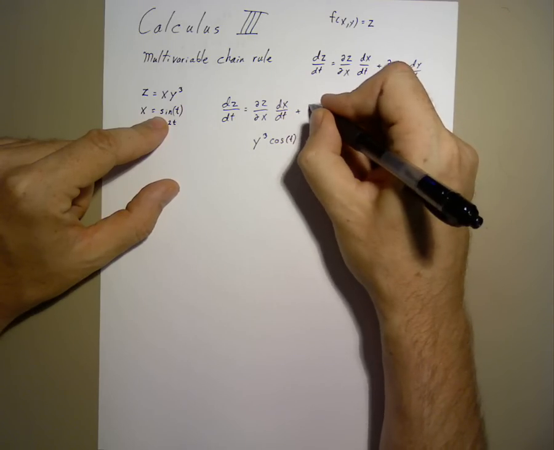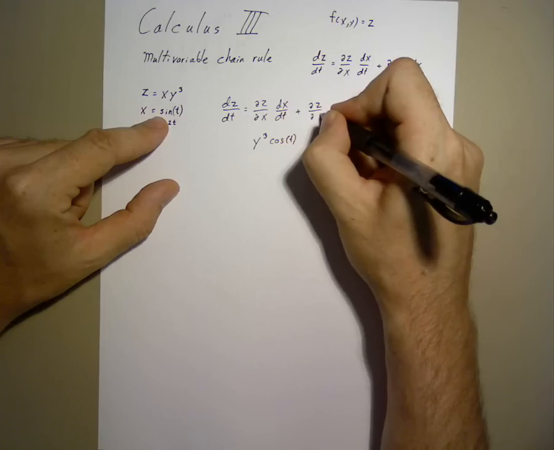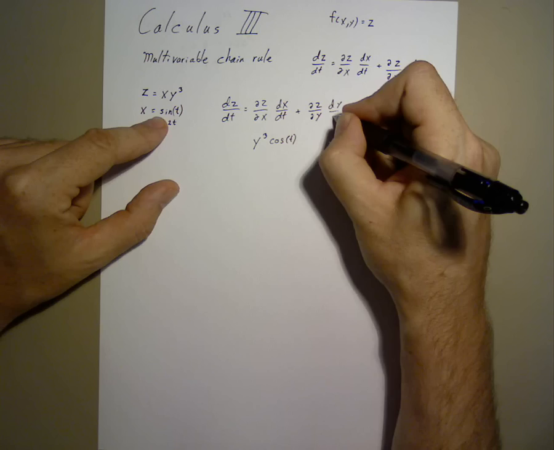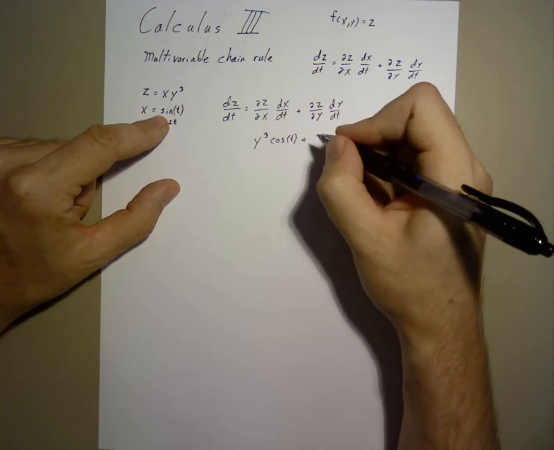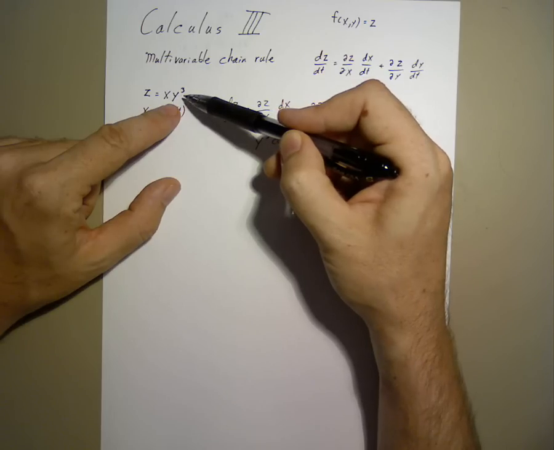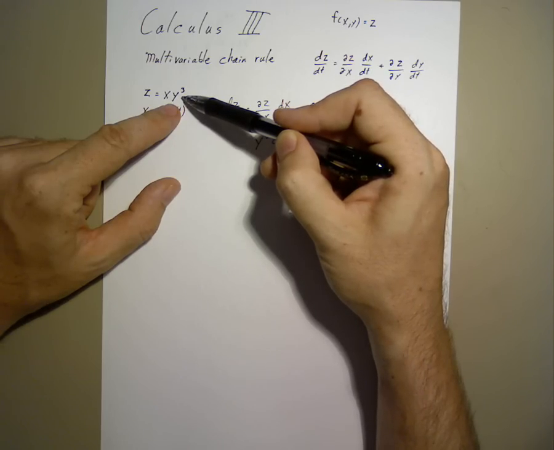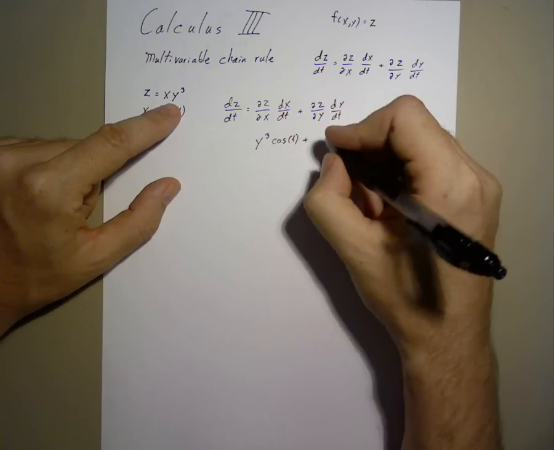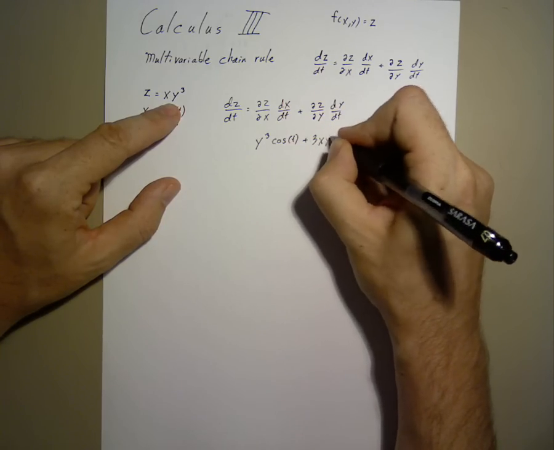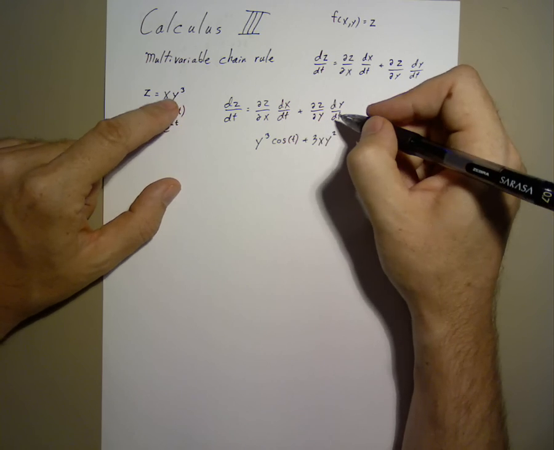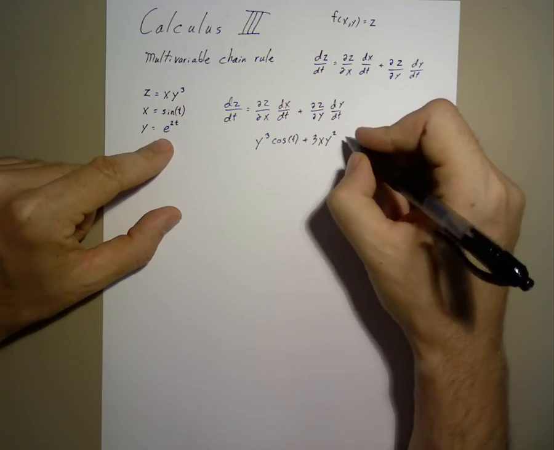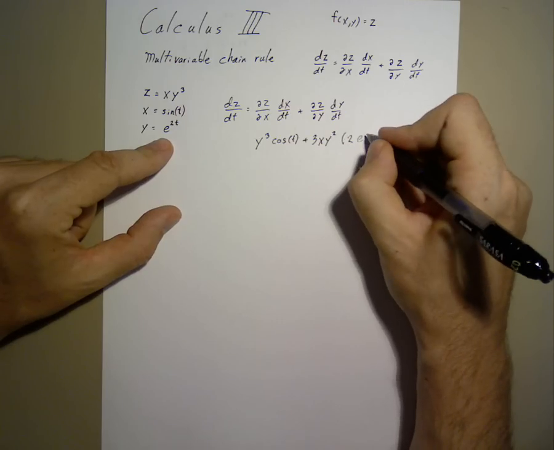Next, we repeat this for y. We take the partial derivative of z with respect to y, times dy dt. Okay, when we take the partial derivative with respect to y, then we treat all other variables as constants, which makes taking the derivative very easy. We get 3xy squared times the ordinary derivative of y with respect to t, which gives us 2e to the 2t.